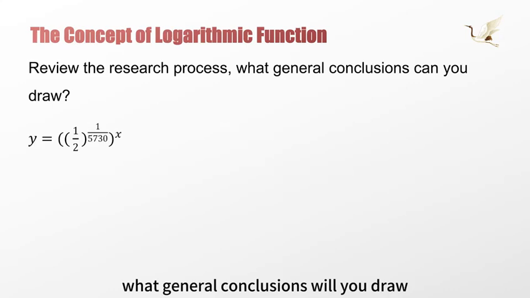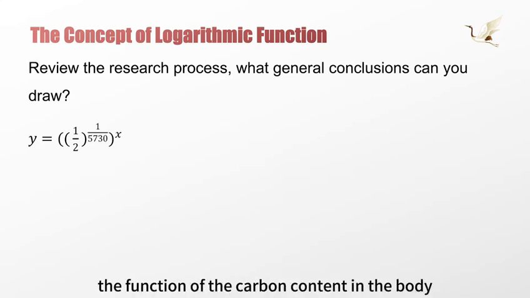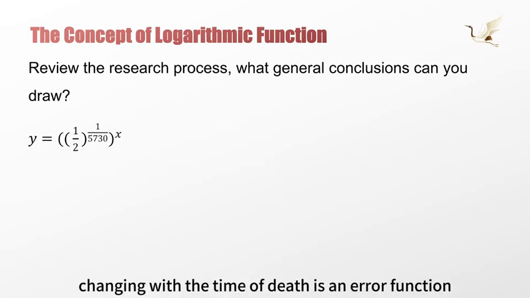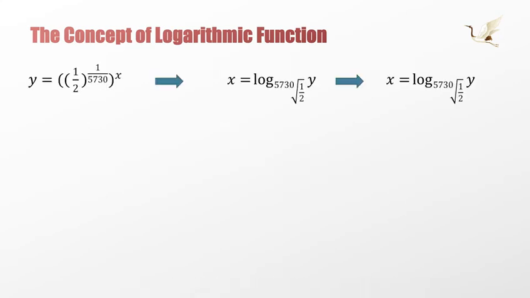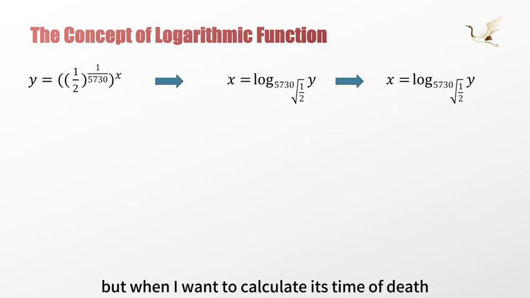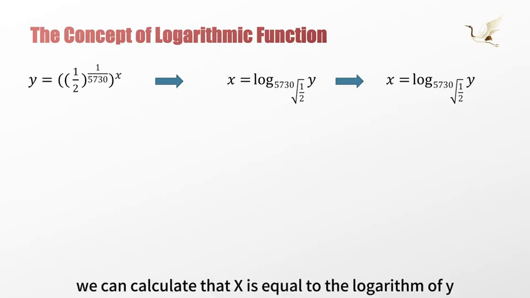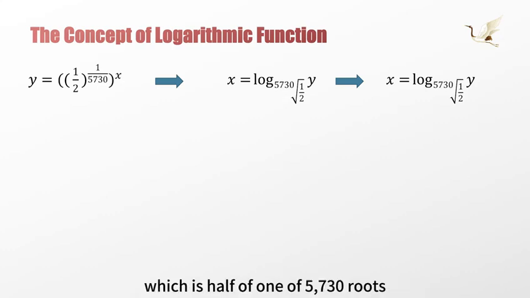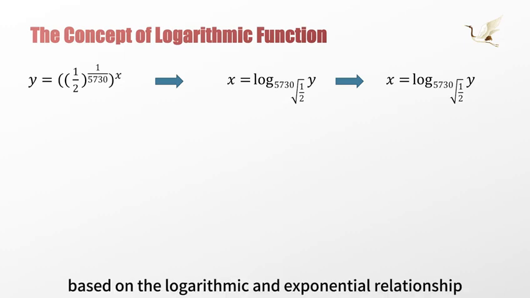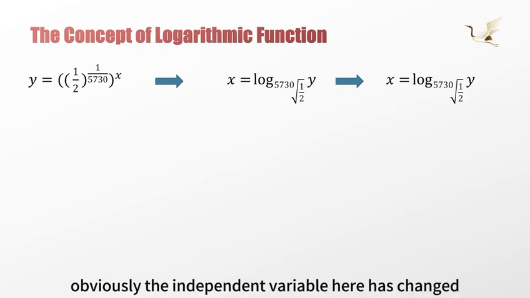What general conclusions will you draw from reviewing the research process together? We will first redo this lesson. Starting from a special question, we found that the carbon content in the body changing with the time of death is an exponential function. But when we want to calculate the time of death based on the content of carbon-14, we can calculate that x is equal to the logarithm of y with base one half to the power of 1/5730, based on the logarithmic and exponential relationship. Obviously, the independent variable here has changed.